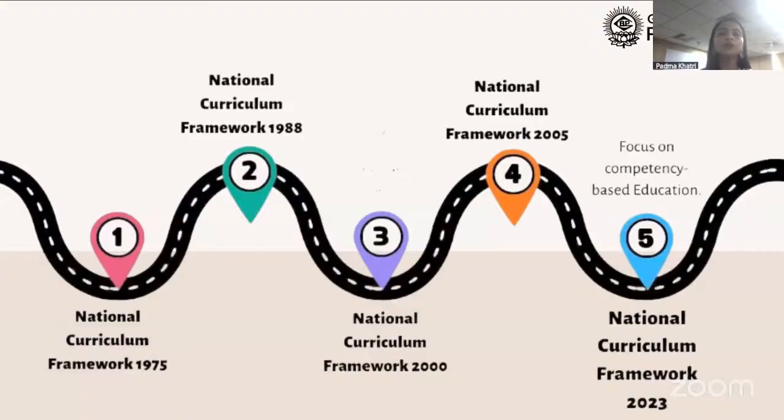Now, when we talk about this national curriculum framework, it is focusing on the competency-based education, where the focus is on making the learners competent rather than making them rote learners, moving away from passive learning to active learning. Here the focus is on the development of the various competencies of the learners, right? Rather than asking them to just memorize the content or the concepts.